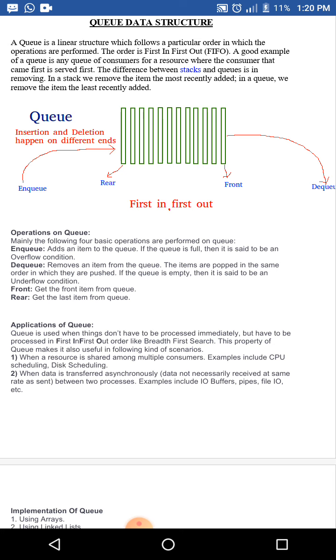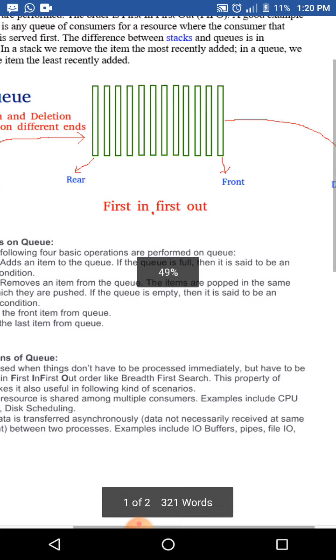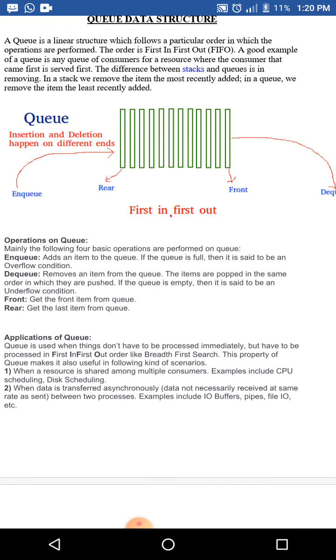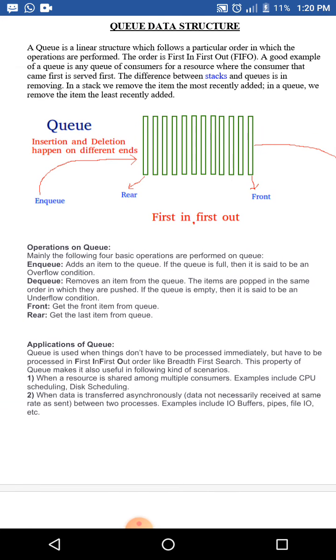Just like that. So here rear is an end to insert an element into the queue. Front is an end to delete an element from the queue. Front is to get the front item from the queue. Rear is to get the last item. So rear is the end by which we can insert, and from the front end we can remove the element.